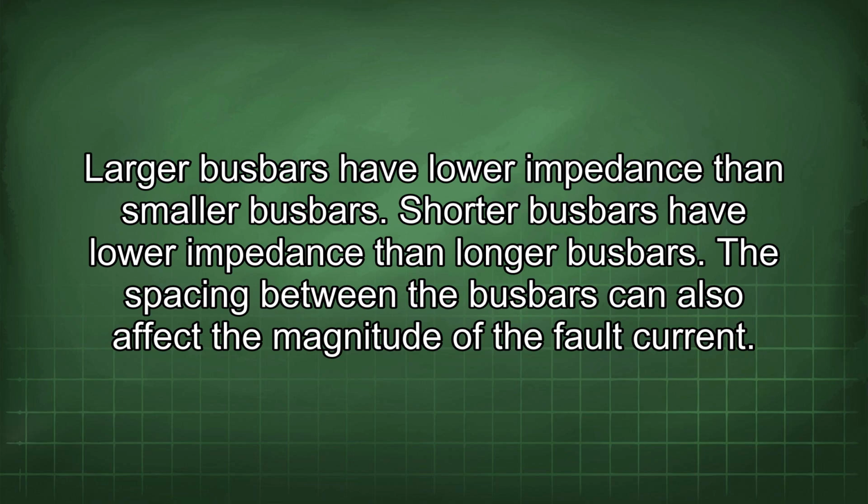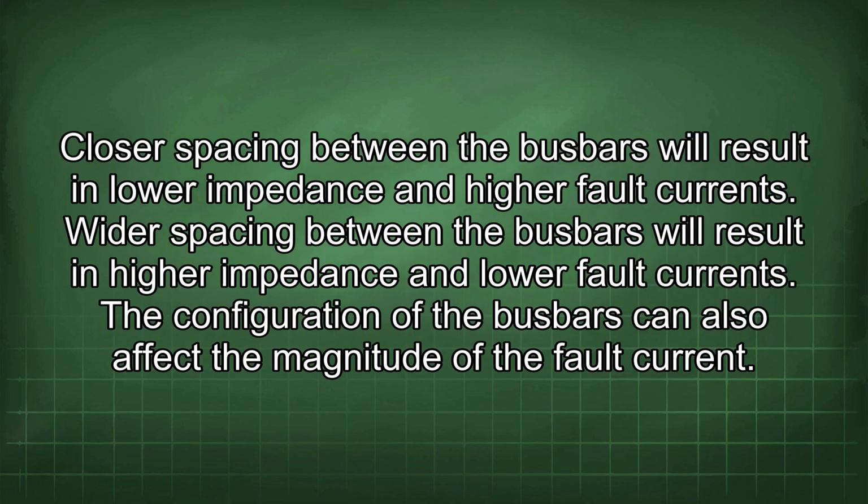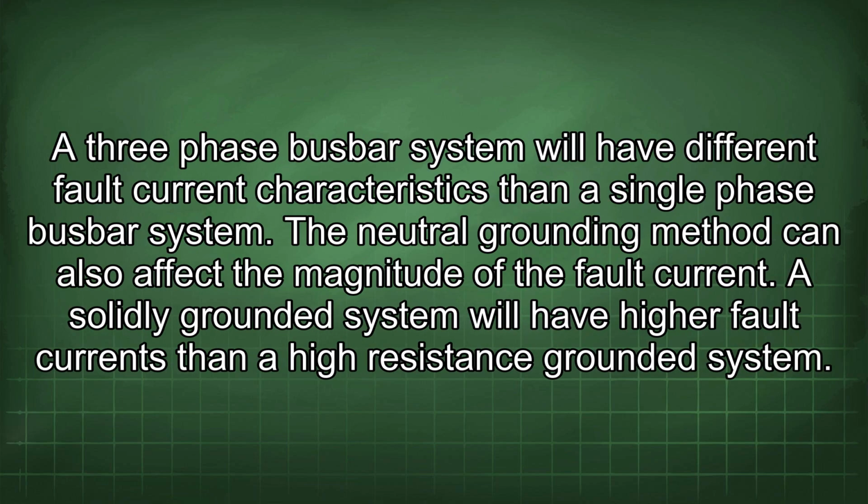The spacing between the busbars can also affect the magnitude of the fault current. Closer spacing between the busbars will result in lower impedance and higher fault currents. Wider spacing between the busbars will result in higher impedance and lower fault currents. The configuration of the busbars can also affect the magnitude of the fault current. A three-phase busbar system will have different fault current characteristics than a single-phase busbar system.